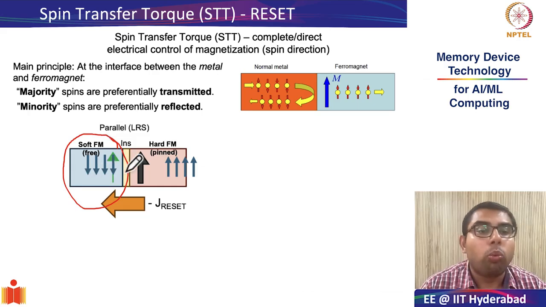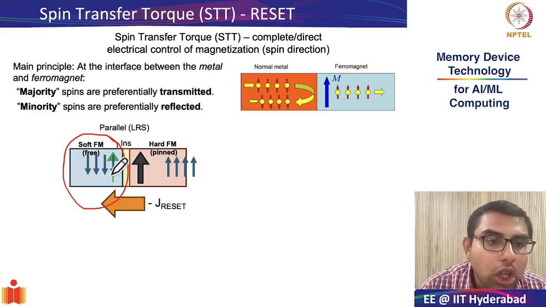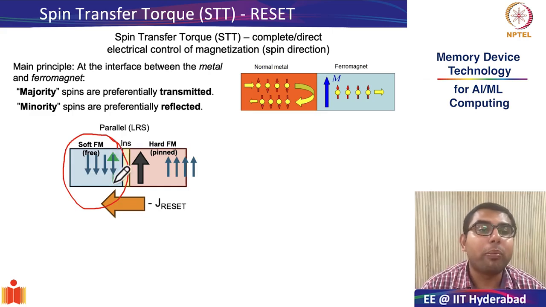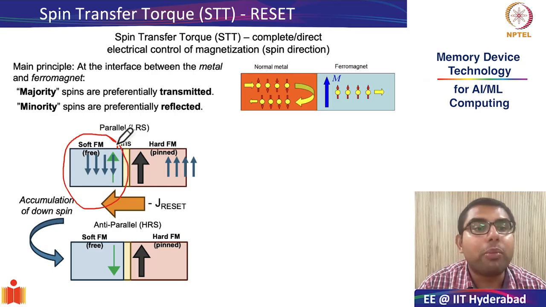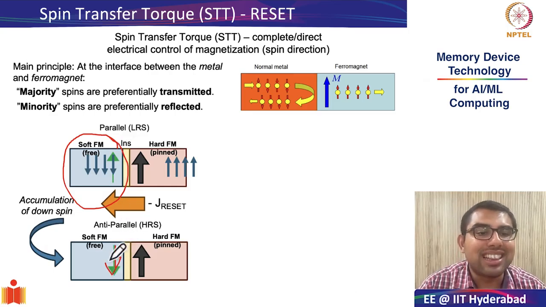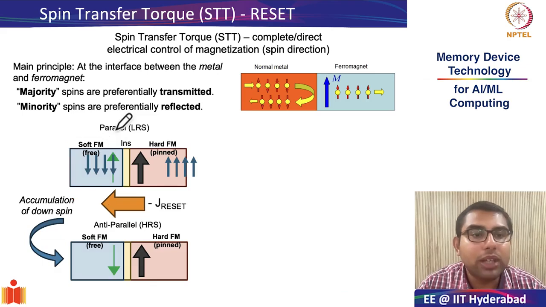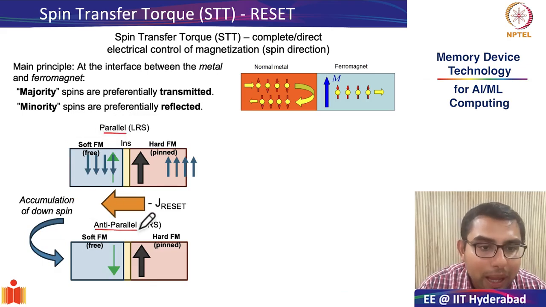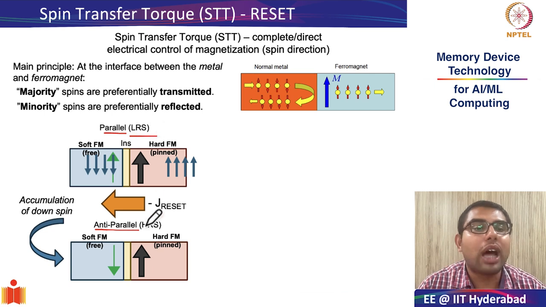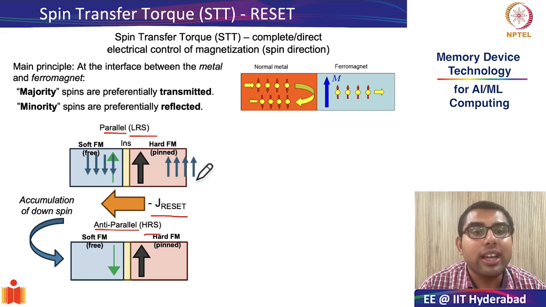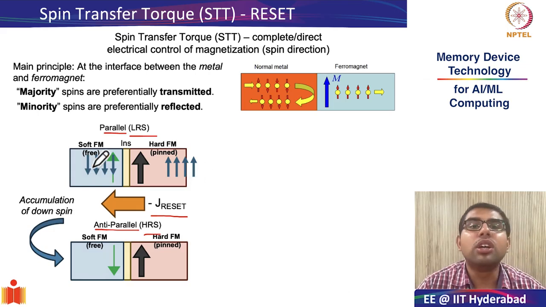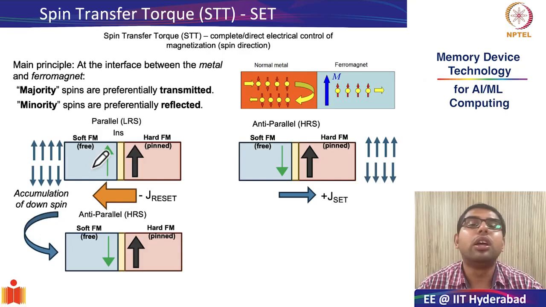And as you can see, what gets accumulated in the soft ferromagnetic layer exerts a torque on the magnetization of the soft ferromagnetic layer, thereby switching the direction of magnetization of the soft ferromagnetic layer from up direction to down direction. And that is how we went from the parallel configuration to the anti-parallel configuration, or from the low to the high resistance state, by the application of a reset current which is pointing from the hard ferromagnetic layer to the soft ferromagnetic layer. Next, we will see the set process.